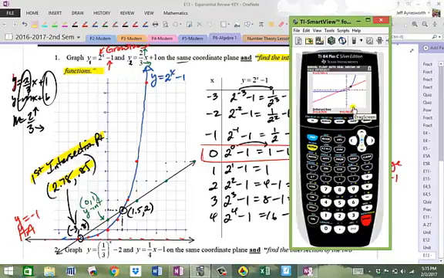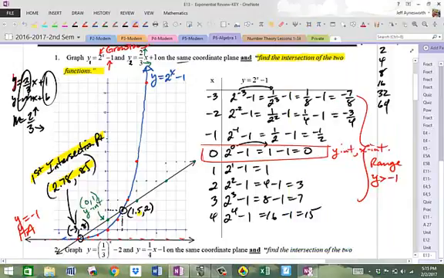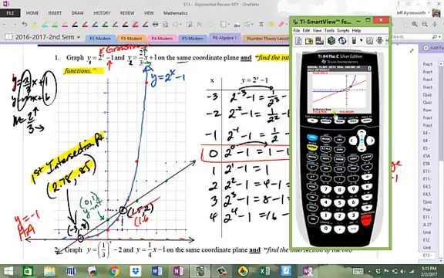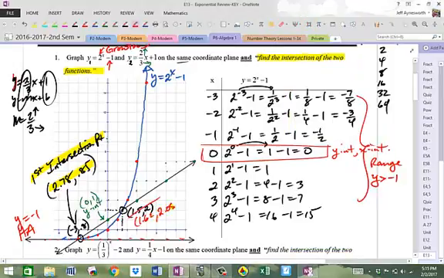So 1.6, I was close. Let me read the calculator again. 1.62, comma 2.08. Okay, so I was really close. 1.6 is close to 1.5, and 2 is close to 2.08. I was really close. So this right here is my second intersection point. And so I graphed both of them, did it first by hand, verified it with the calculator, and then I found my intersection points.